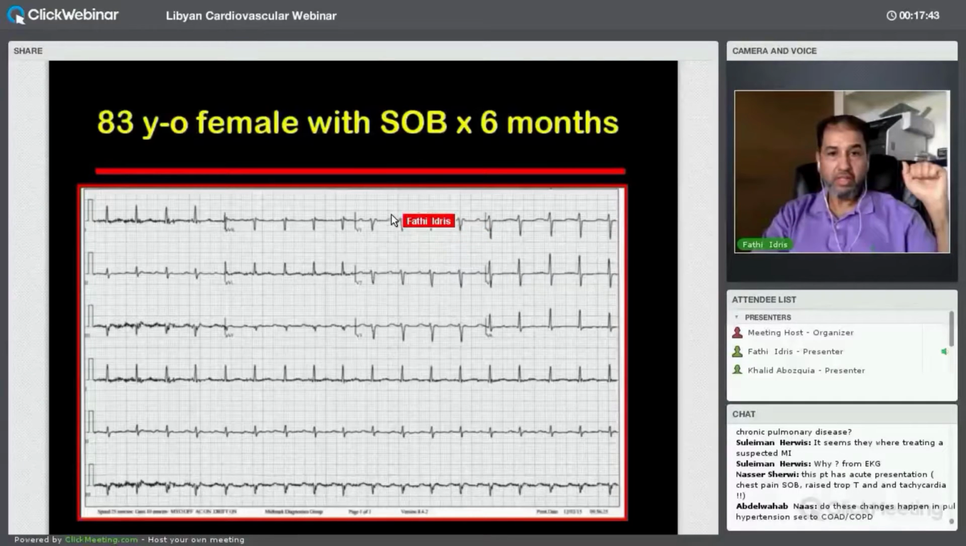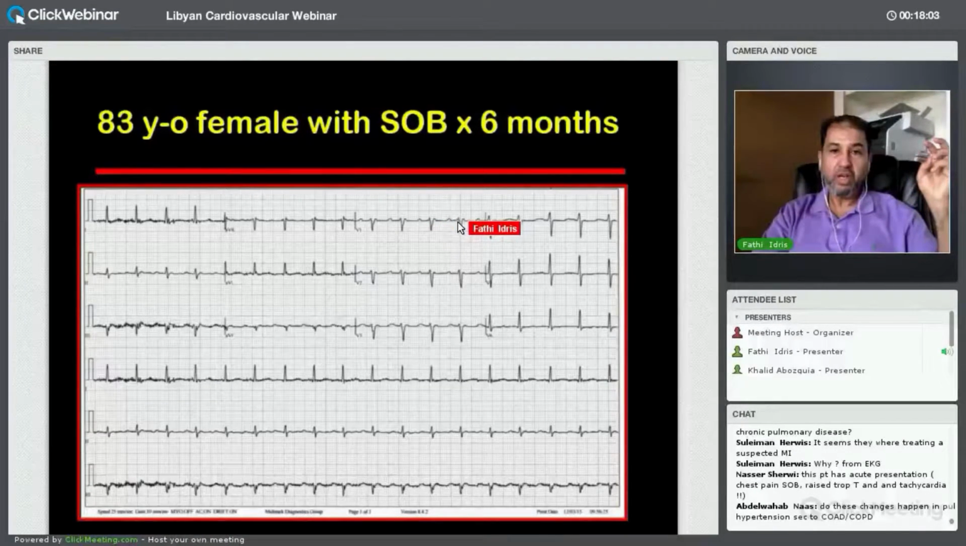If you look at the rate, it's about 110 to 115 beats per minute. If you look at the distance from one P wave to another P wave, it's less than 3 big squares, so the rate is more than 100. So sinus tachycardia is correct.